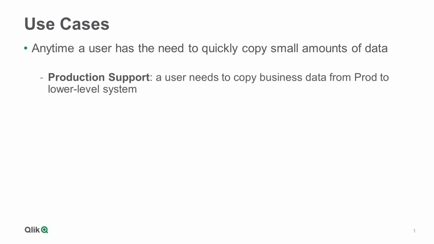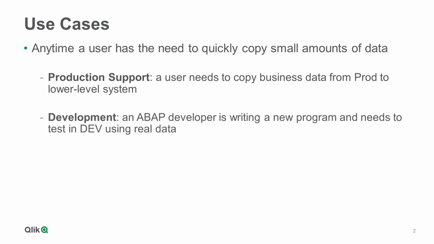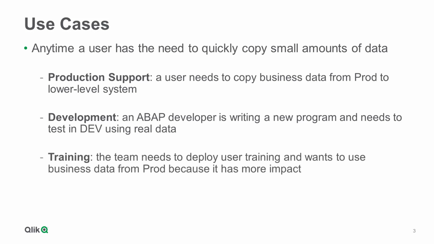An example would be for a user who needs to provide production support and therefore must copy business data from prod to any lower level system where they have wider access and would be able to sufficiently troubleshoot the issue. Another example would be for a developer that is writing a new program and needs real data in their dev system to perform meaningful testing against their code. One more example would be when a team needs to deploy user training and wants to use business data from production because they feel the training is more effective.